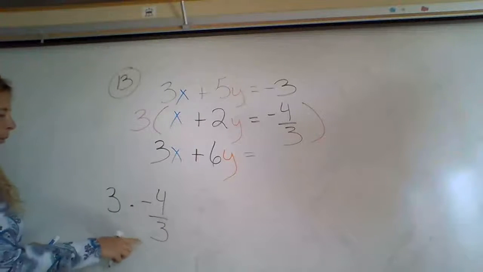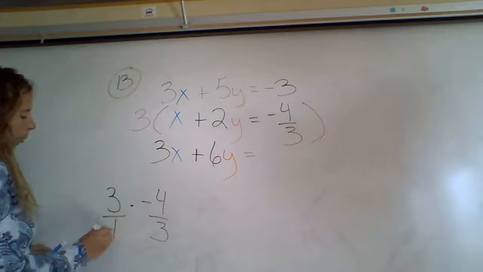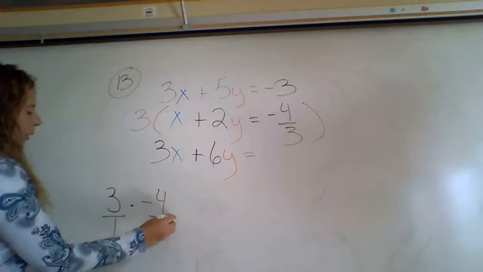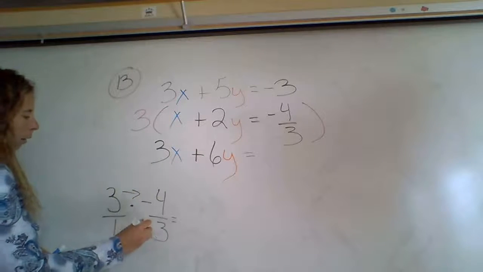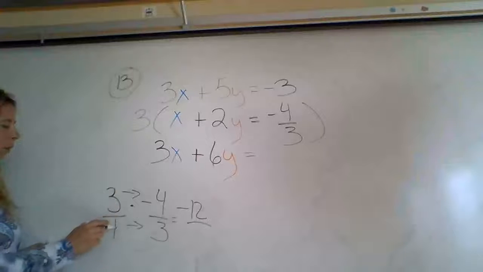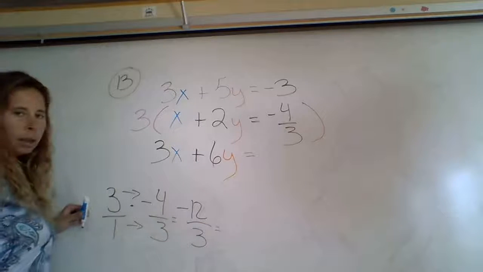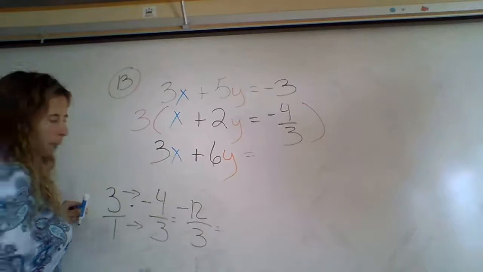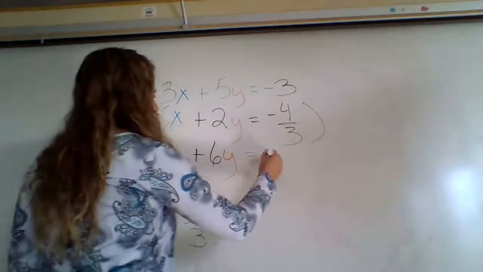Whenever you're multiplying a fraction by a whole number, you can put the whole number over 1, because 3 divided by 1 is still just 3. So you can always put it over 1. So 3 times negative 4 is negative 12. We're multiplying straight across. 1 times 3 is 3. Negative 12 divided by 3 is negative 4. So this is equal to negative 4.